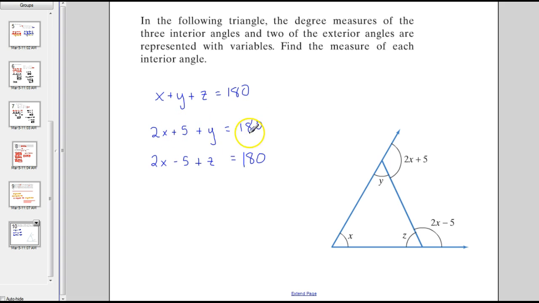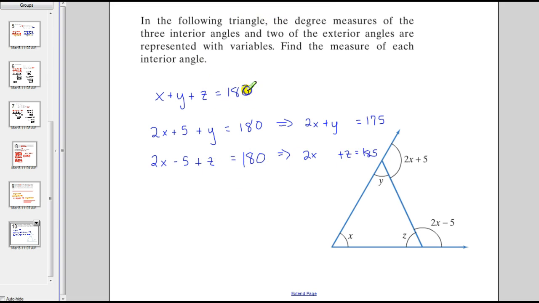So I'm going to move this 5 over to the other side. So this equation is going to become 2x, this is going to be subtracted over, plus y. There is no z, I'm leaving the space, equals 180 minus 5 is 175. Same thing here, this is going to become 2x, this is going to be added over this time, no y, but a plus z equals, and then the 180 plus 5 is 185.